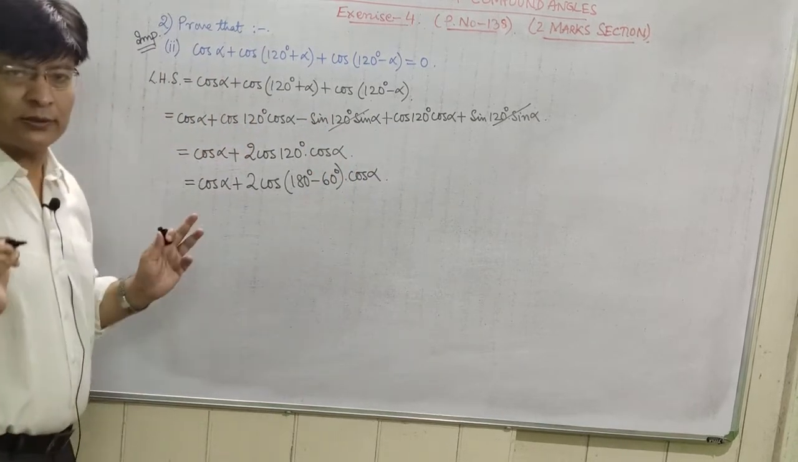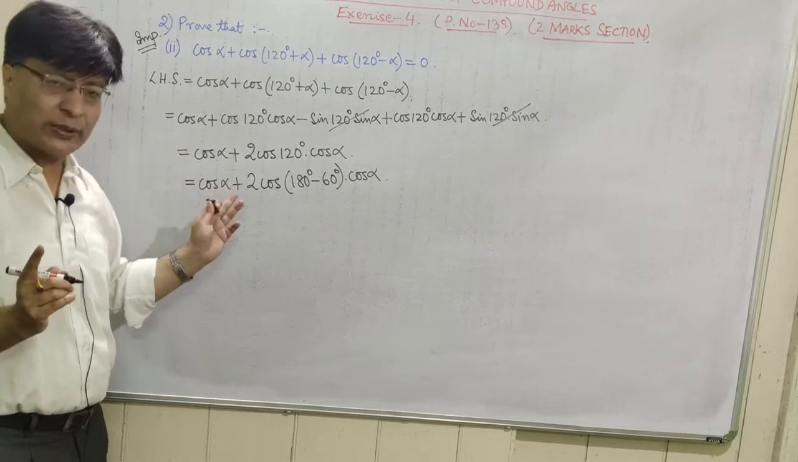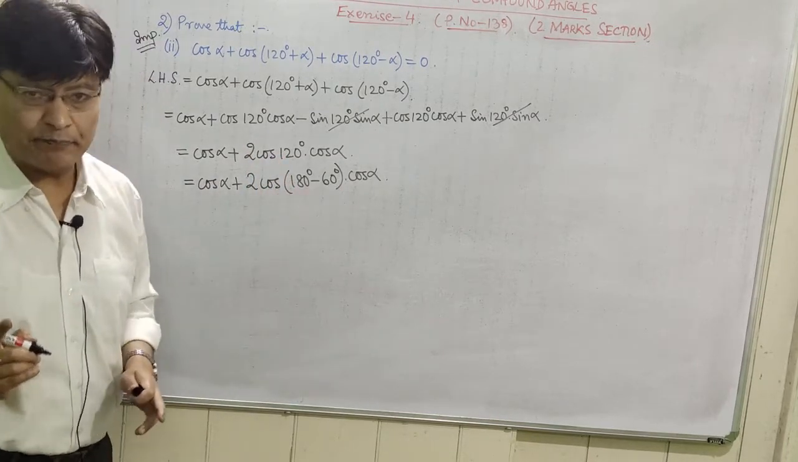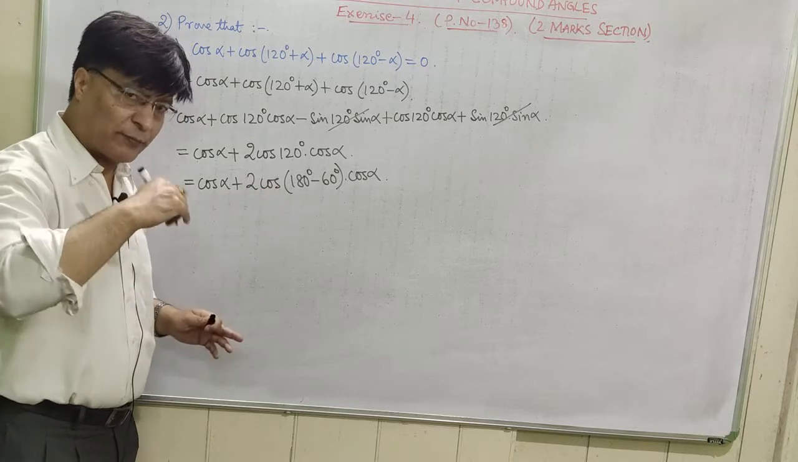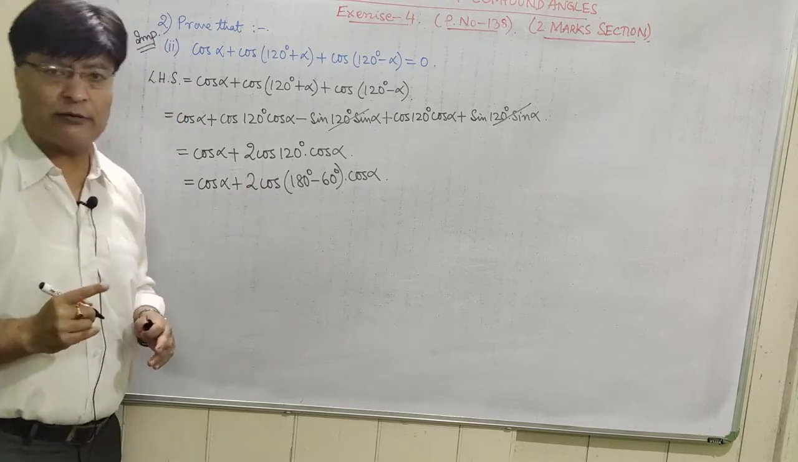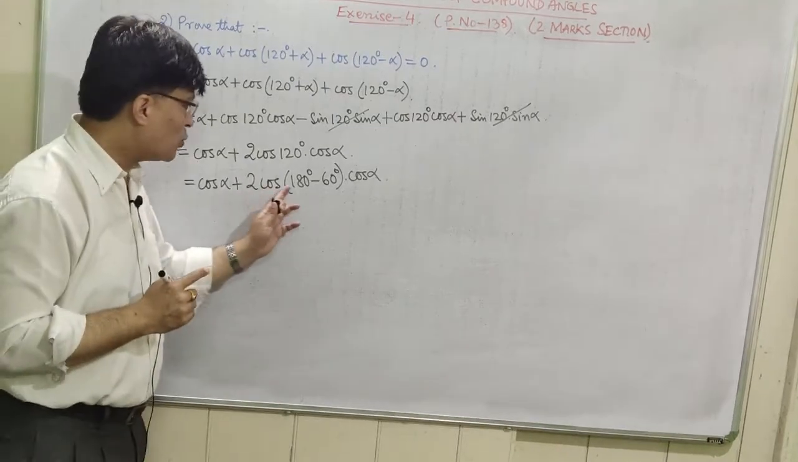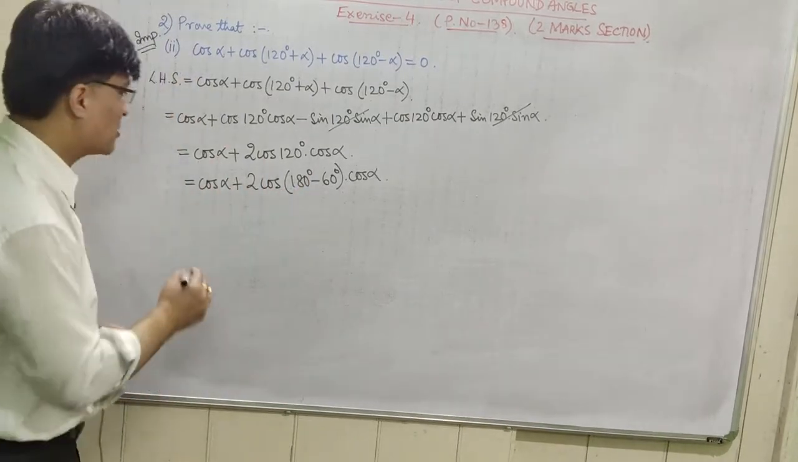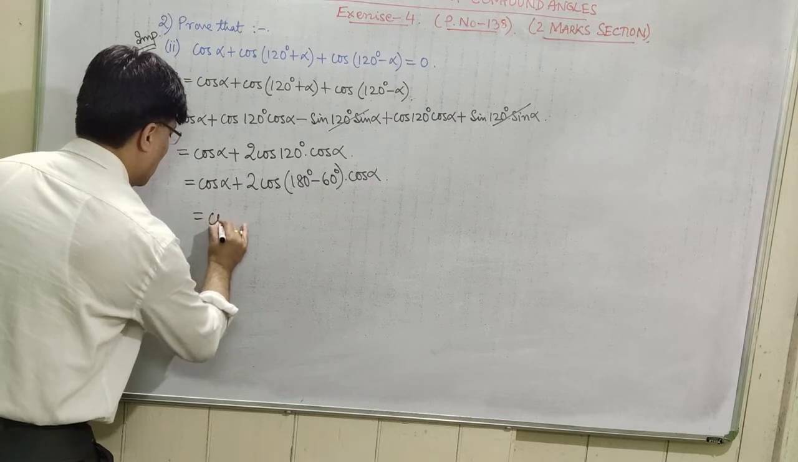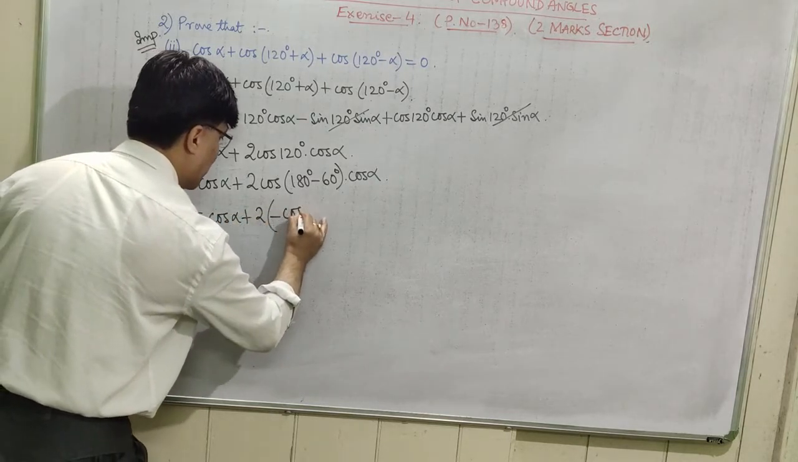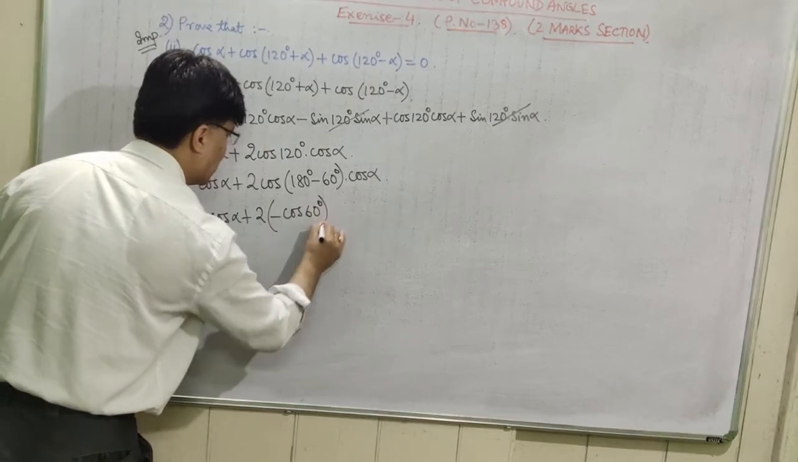Is that understood? So I think you have understood it. 120 degree is written as 180 minus 60 degree. So you know the formula from the previous chapter of trigonometrical ratios of associated angles. What is cos 180 minus theta? It is minus cos theta. Which is equal to cos alpha plus 2 into, within bracket, it will be minus cos 60 degree.